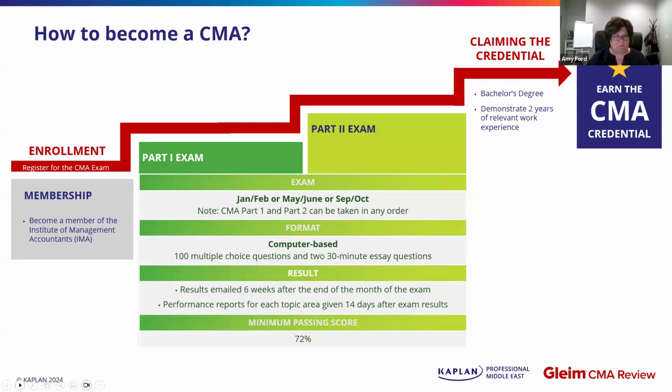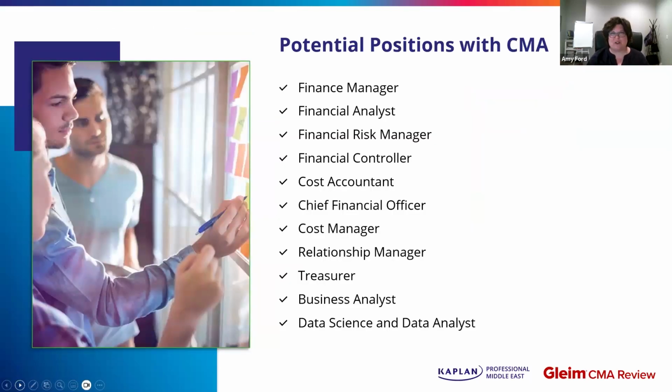All right, so what would you do if you're a CMA? Again, I think of it as that stamp of approval. Some of the job titles that CMAs have, the one that a lot of people think of is cost accountant, because they think, well, CMA, managerial accounting. It's not just a cost accountant. This is a role, a credential for the CFO, the treasurer. You could be an analyst, a financial analyst, a business analyst, a data analyst. These are all potential roles or positions when you have a CMA.